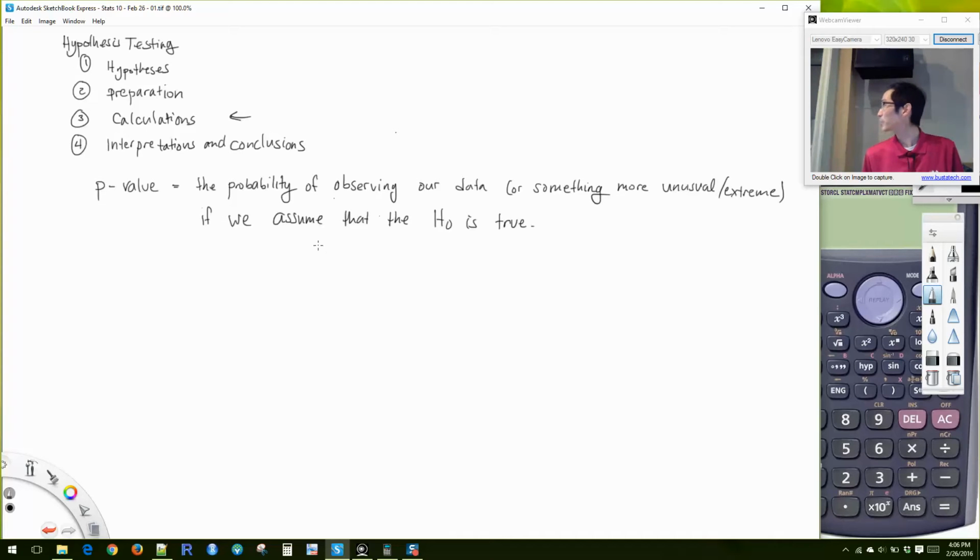All right, so we've got the p-value, and what we're saying is, for argument's sake, let's assume H0 is true, then what is the probability that we end up with our data?